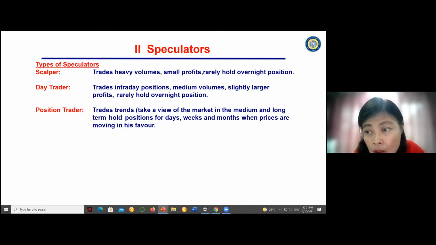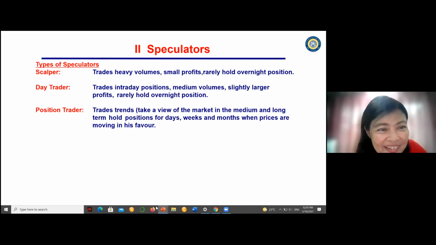Then the position trader is like me. I take a view of the market, and then I hold for days, that's very good already. For weeks is even better. If I can hold for months, okay, that means I'm very, very good at trading, all right? That is a position trader, which means you're right. If I'm wrong, cut loss, okay?